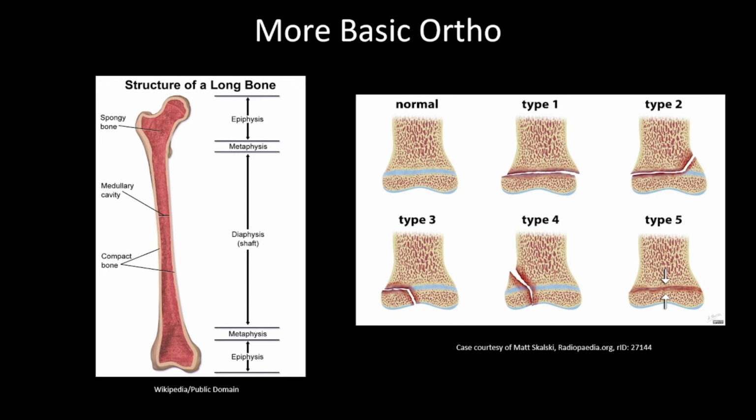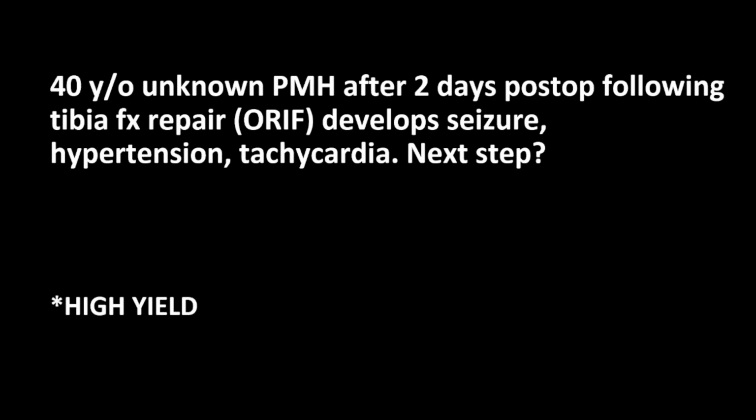Here are some different types of Salter-Harris fractures. These can be high yield, probably more high yield on the pediatric shelf, but sometimes tested on the surgery shelf. So be familiar with these. I just remember that type 1 is a transverse fracture that's along the growth plate, but does not involve the growth plate. And then a type 5 Salter-Harris fracture is basically a crush injury involving the growth plate.